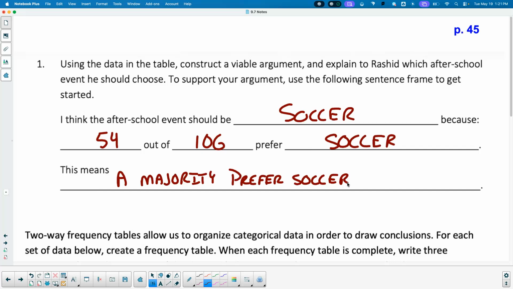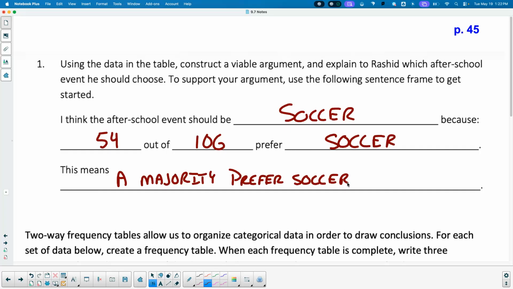I think the after-school event should be dance. Okay? Because, what was it, 46? No, 46. 46 of the 60 girls think that that's what it should be. Okay? This means that keeping the ladies happy is much easier than not keeping the ladies happy.